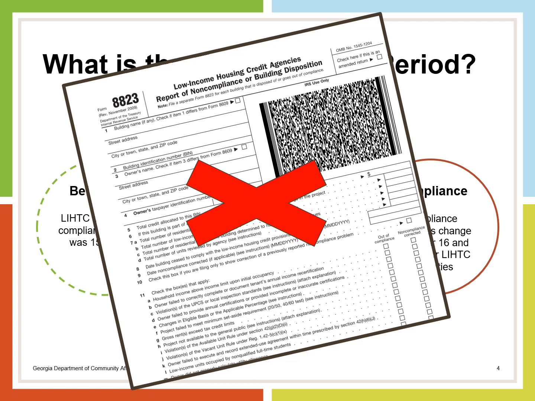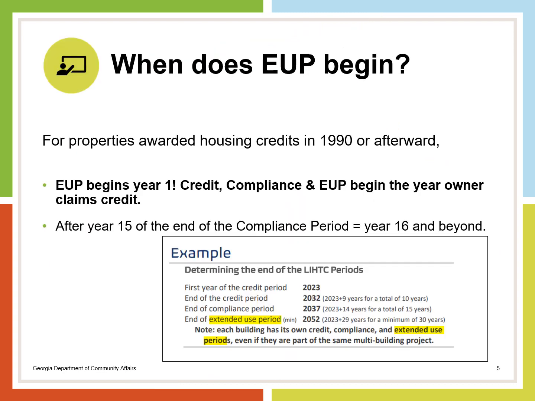Owners must follow all provisions of the Land Use Restrictive Covenant, LURC, unless modified in writing by DCA. Non-compliance of provisions found in the LURC could have a negative impact on future scoring. Now that we have consensus about what the extended use period is, let's get back to the topics that you need to know. The change in federal law required an additional 15 years.